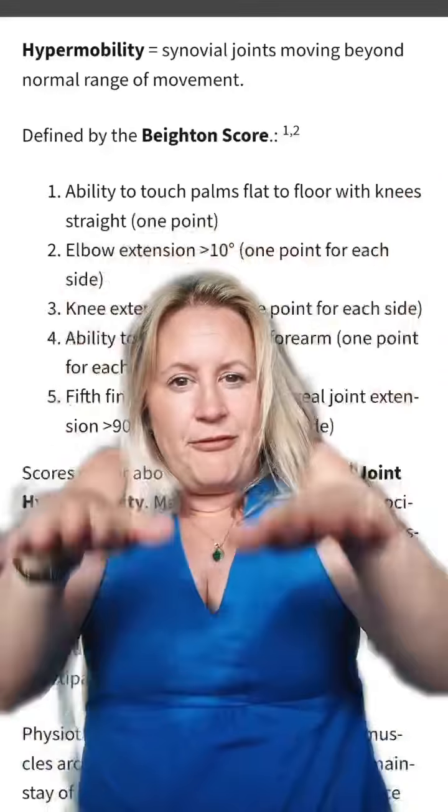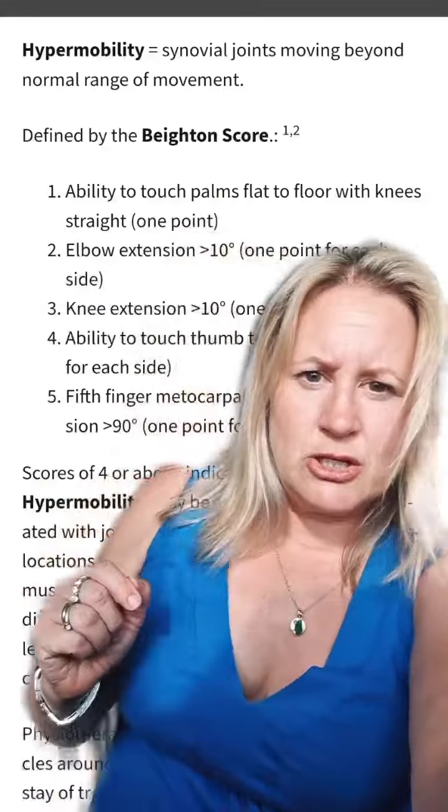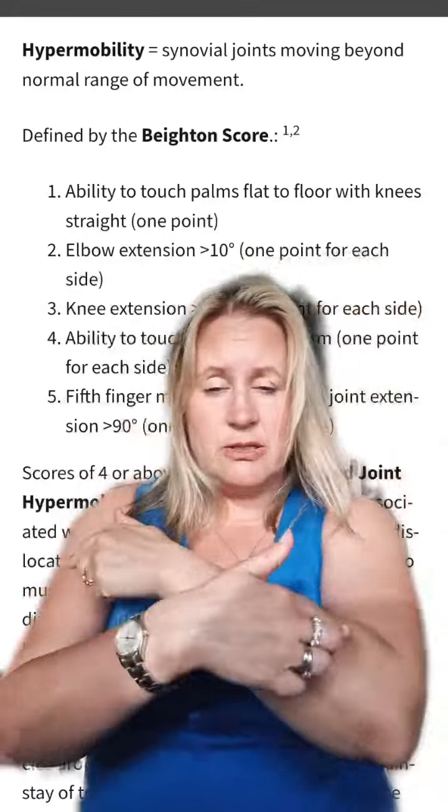So the first one is the ability to touch palms flat to the floor with knees straight. So with completely straight legs, can you bend over and put your hands to the floor? If you can, that is 1 point. The second one is elbow extension, 10 degrees, 1 point for each side, so for each arm.